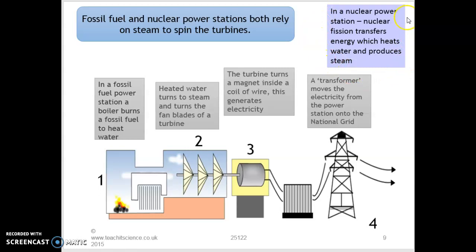Now, in a nuclear power station, it's nuclear fission of a radioactive ore that releases the energy which heats the water and produces steam. So they look different and they produce different things. The fossil fuel power stations produce polluting gases which the nuclear power station doesn't, but effectively from this point onwards they're generating electricity in the same way.